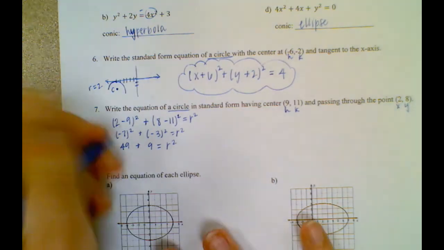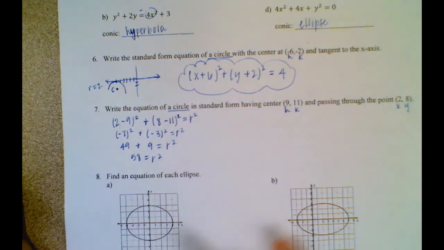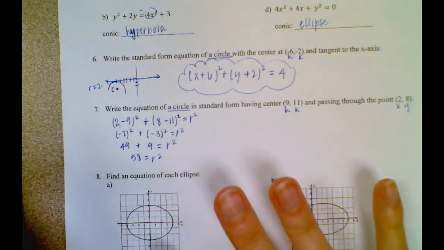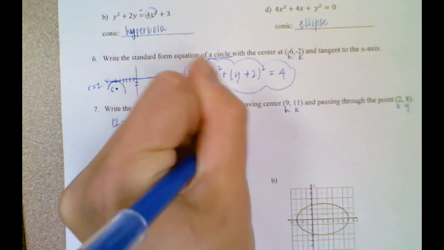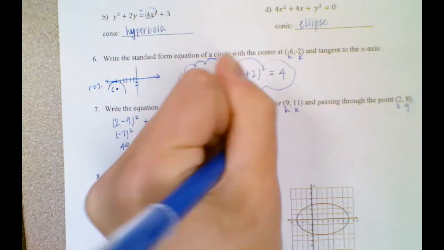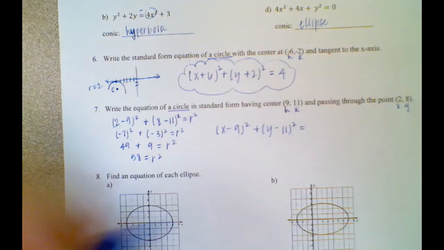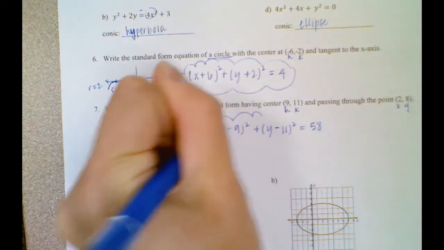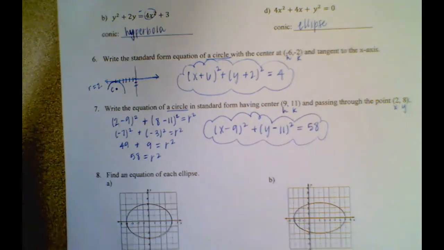All right, 49 plus 9, 58. Okay, and I don't even need to simplify that. I don't need to take the square root of both sides because r squared is what goes here. Again, work smarter, not harder. So we've got x minus 9 squared, because that's the h value, plus y minus 11 squared, equals, what? Yeah, I did that right. 58. Sorry, I thought I put a plus sign somewhere. Okay, and that's it.